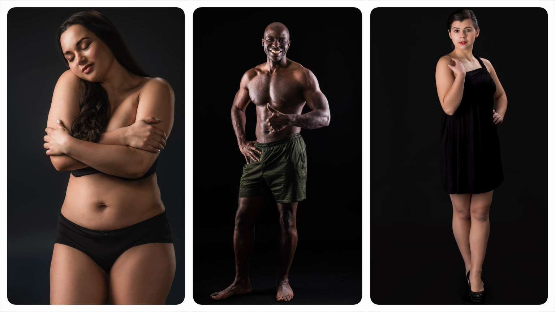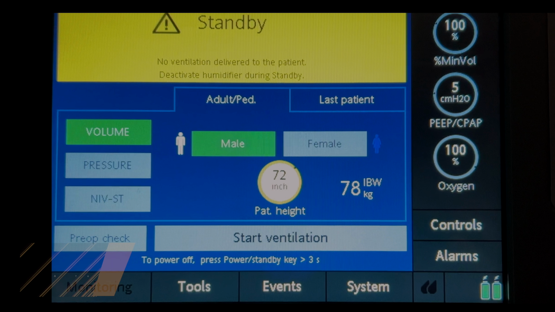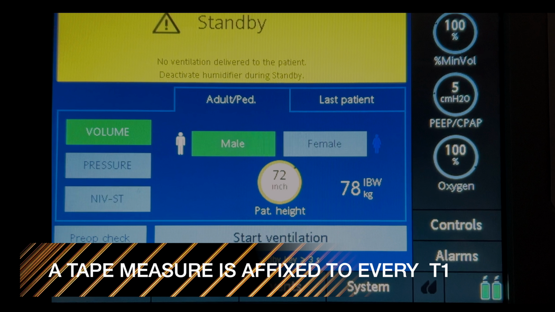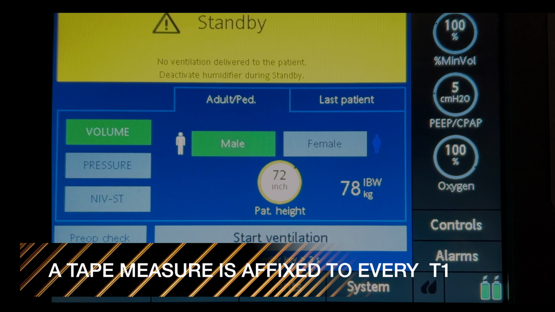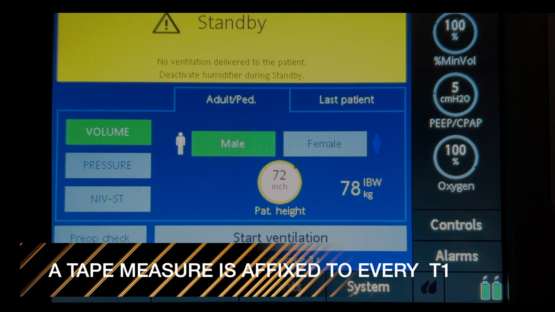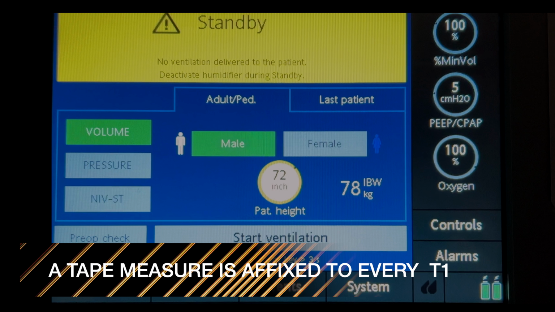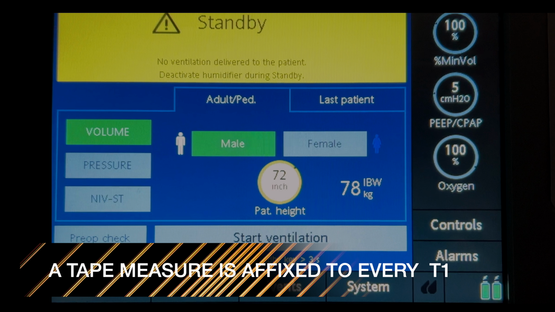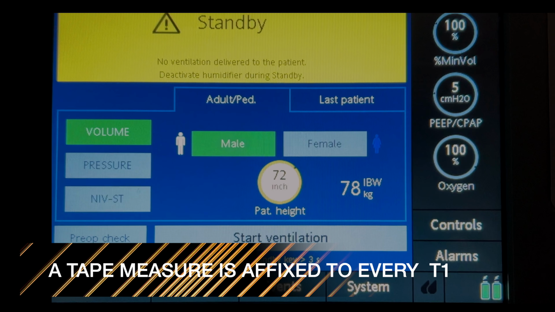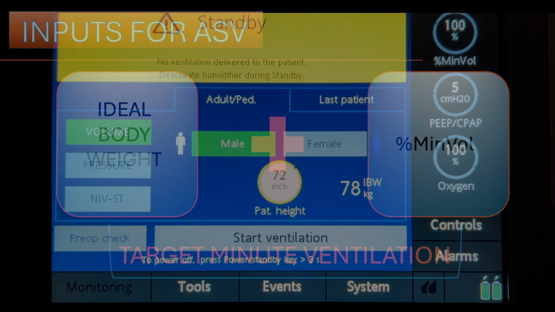Tidal volume in mechanical ventilation is based on ideal body weight. Therefore, on the standby screen, enter your patient's height and gender. This is a critical step that you must perform accurately. ASV is brilliant, but it does not know the patient's weight without your input.